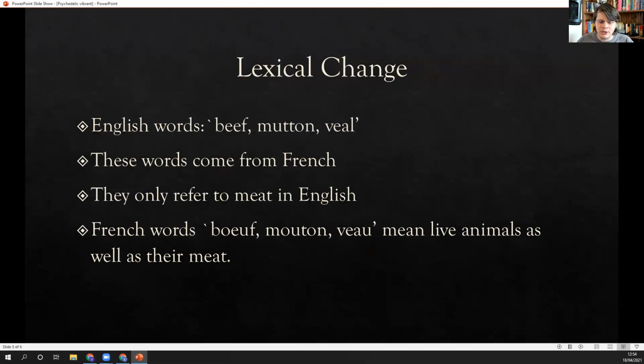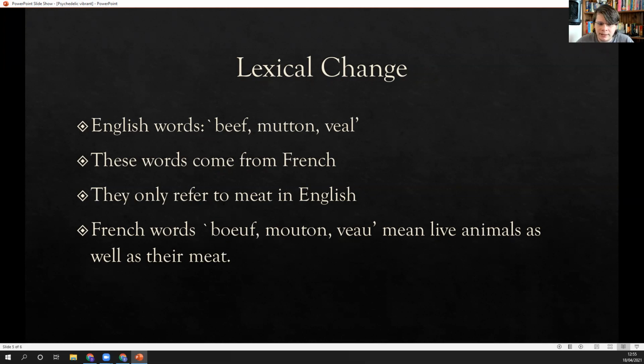So lexical change. What happens with lexical change? Well, if we think about the words in English, we have beef, mutton, and veal. Now, beef is the meat of a cow, mutton is the meat of a sheep, and veal is the meat of a deer. Okay. Now, they all come from French, and in English, they only refer to meat. But these words in French, where they actually come from, mean both the animal and the meat. Yeah, so that's an example of lexical change. One word can change meaning.